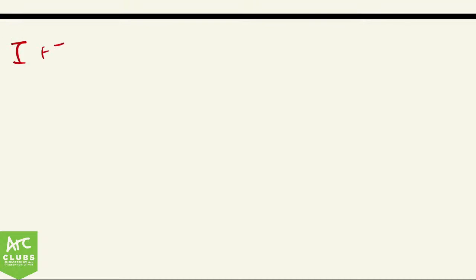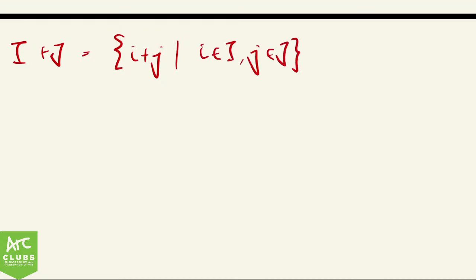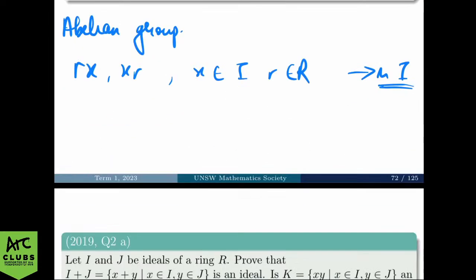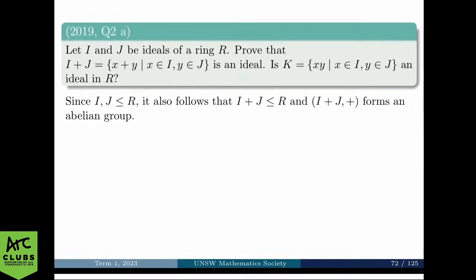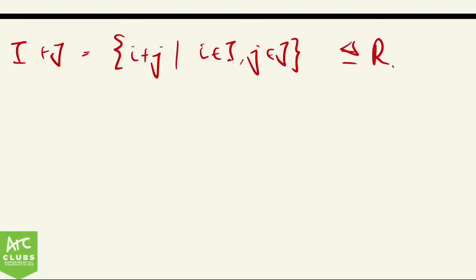So let's go to our notebook. All right, so I plus J equals i plus j, for i in I, j in J. You need to show this is an ideal, okay? Sweet. Okay, so rather simply, to show it's an abelian subgroup, let's just go to the next page. So it's a well-known property that if you have the sum of 2 subgroups, it's also a subgroup of R, and it also forms an abelian group, okay? That part is pretty simple, but let's do the ideal thing.